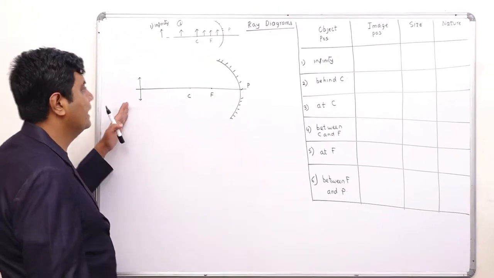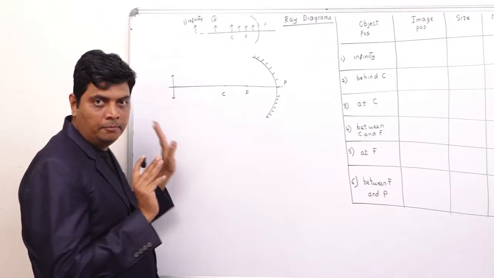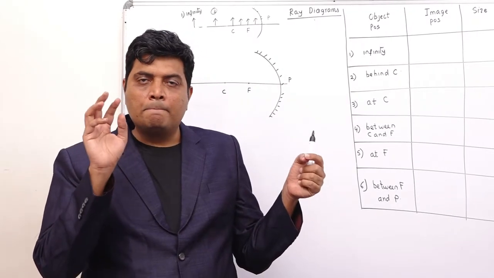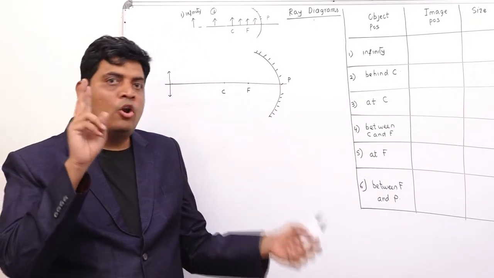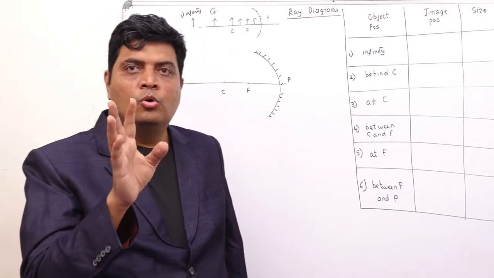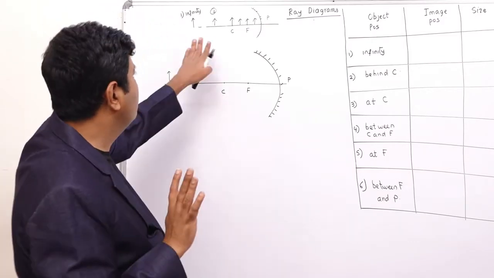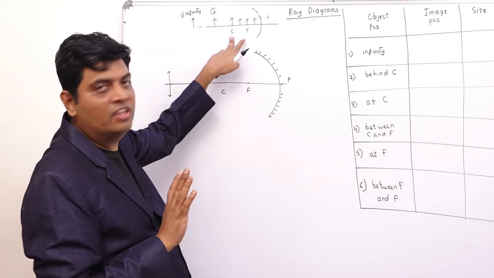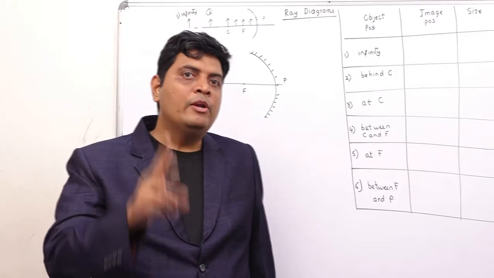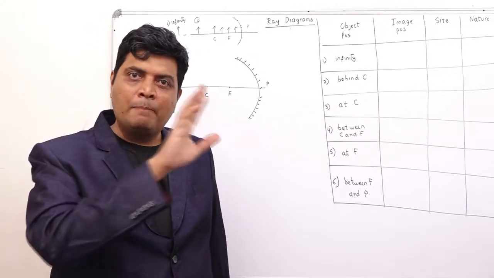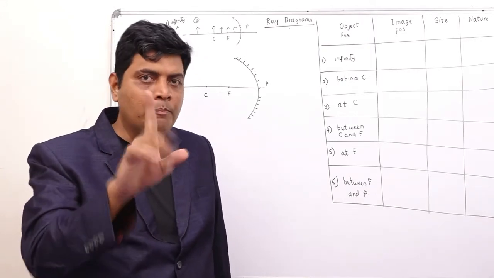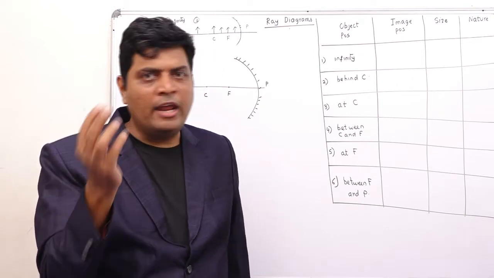Let us now start the ray diagrams. Your object is at infinity. To draw the ray diagram, you will always draw two rays and pass them through some important points. What are the important points we have here? One is C and one is F. To draw a ray diagram, you will draw two rays. One ray will be parallel to the principal axis, and the second ray will pass through one important point. Your important point is C or F, you can take either.